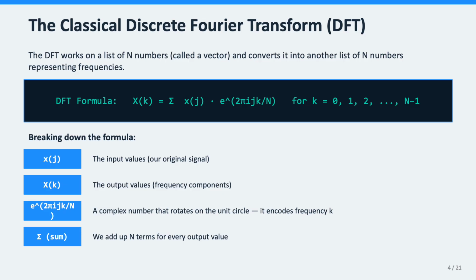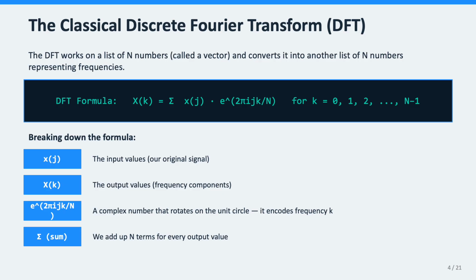The key insight is that any signal, no matter how complicated, can be thought of as a sum of simple waves. The Fourier transform finds the recipe: how much of each frequency is in the mix. The quantum Fourier transform does the same thing, but the signal is a quantum state and the recipe is encoded in the phases of qubits rather than in a list of classical numbers.